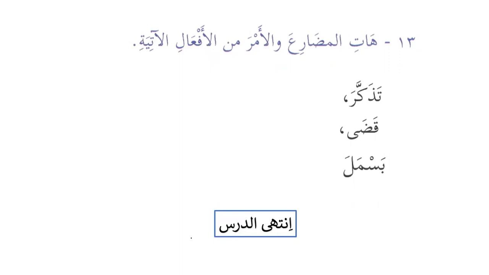هات المضارع والأمر من الأفعال الآتية. And now we need the present tense and the command from the following verbs. تذكر. Which verb form is this? Form 5. And what meaning? توكل, تعلم, تدبر. Yes, very good. So تذكر, what will be the مضارع? يتذكر. Okay. And what will be the فعل الأمر?